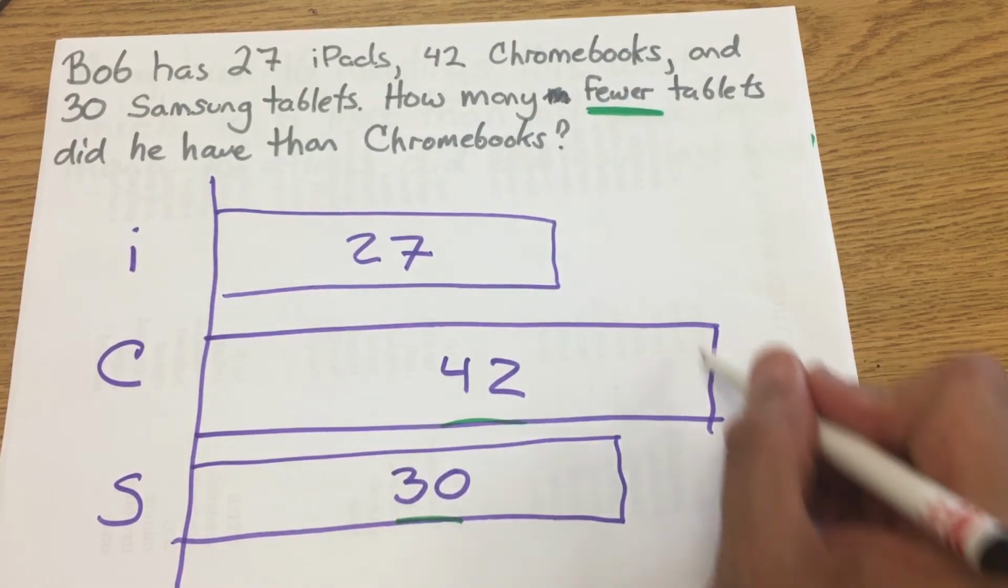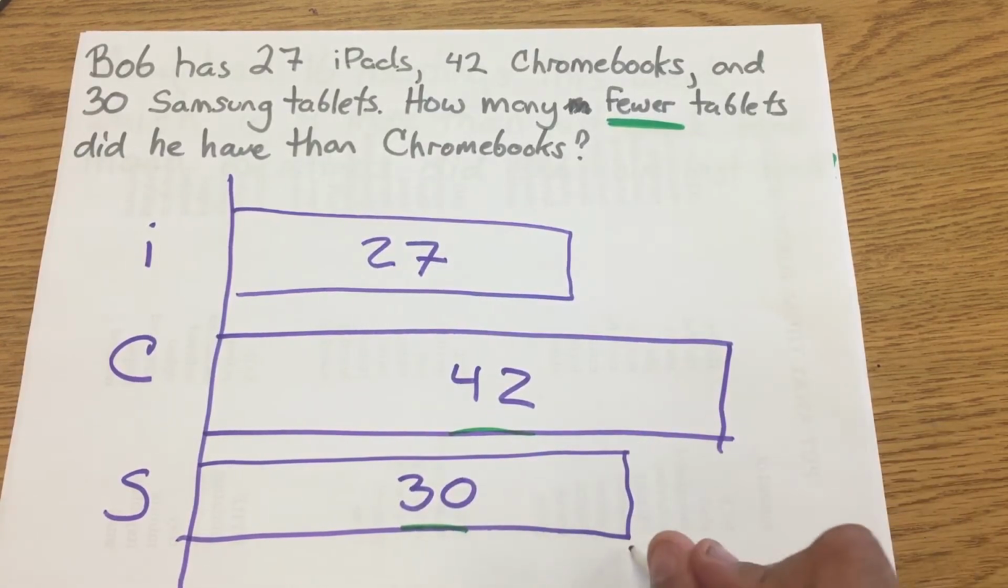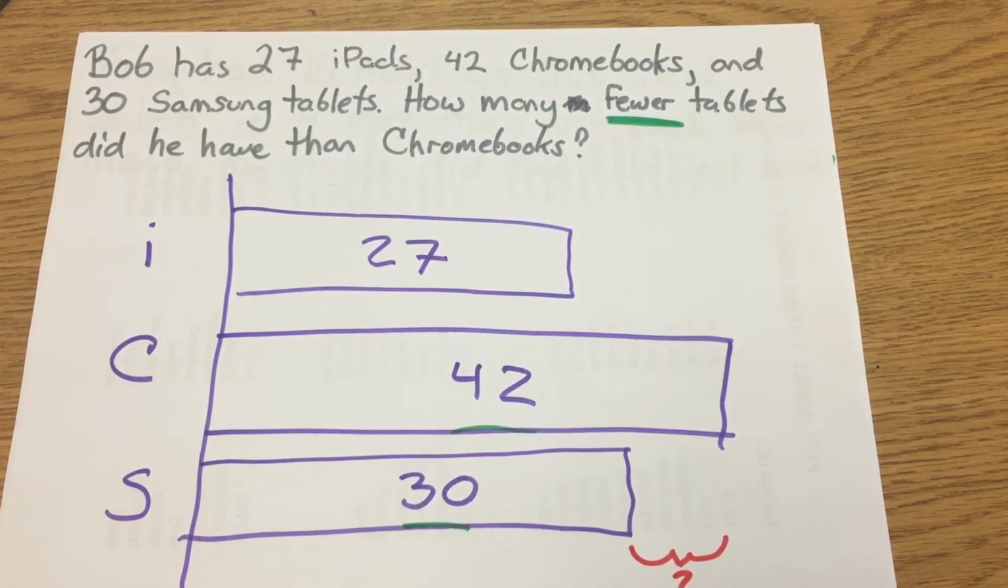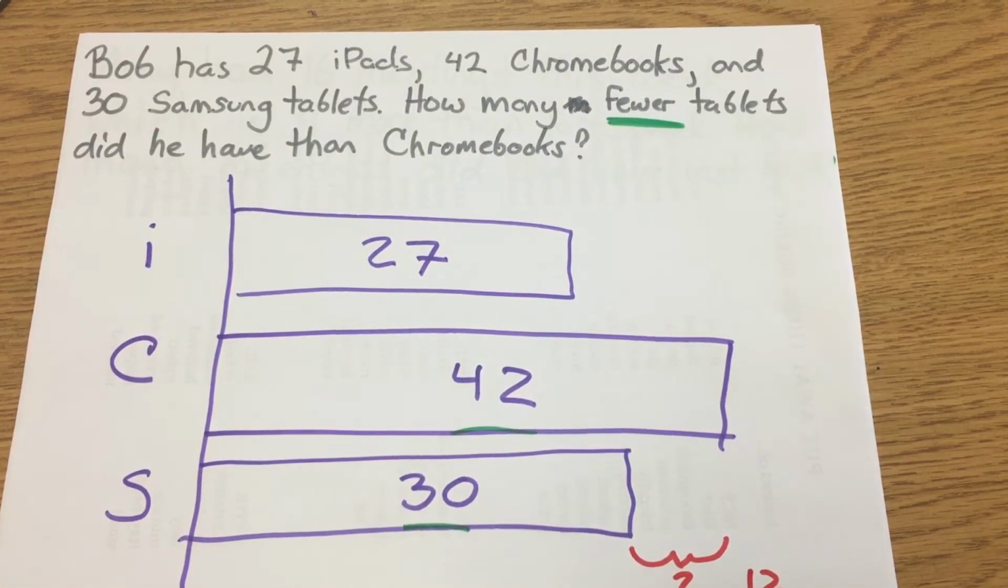42 is this amount right over here. 30 is right here. I'm looking to find the difference between 42 and 30. And we know that that's a difference of 12 devices. And again, it's totally okay to do the math out and to write down 42 minus 30.